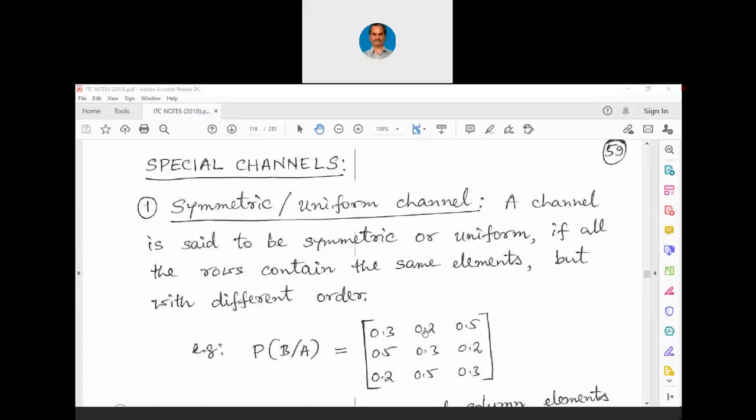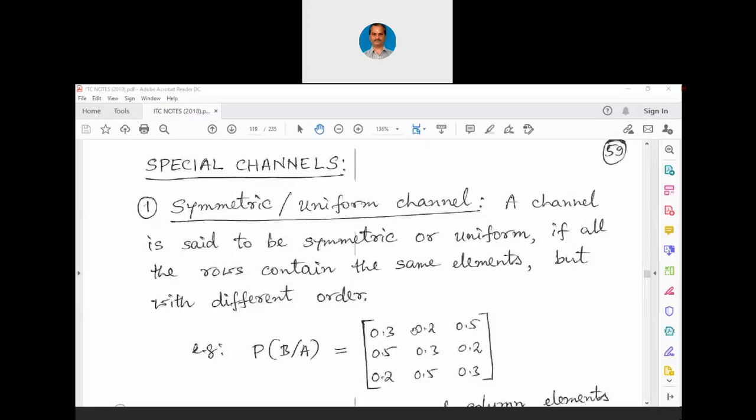You can see here 0.3, 0.2, 0.5; 0.5, 0.3, 0.2; 0.2, 0.5, 0.3. All the rows contain the same elements. What does it mean? What is this 0.3? P of y1 slash x1, P of y2 slash x1, P of y3 slash x1. Now whatever was P of y3 slash x1 has become P of y1 slash x2. And what was P of y1 slash x1 in the first row has become P of y2 slash x2. And whatever was P of y2 slash x1 has become P of y3 slash x2. Lastly, it is the same way. That means all the rows contain the same elements, but with different order.